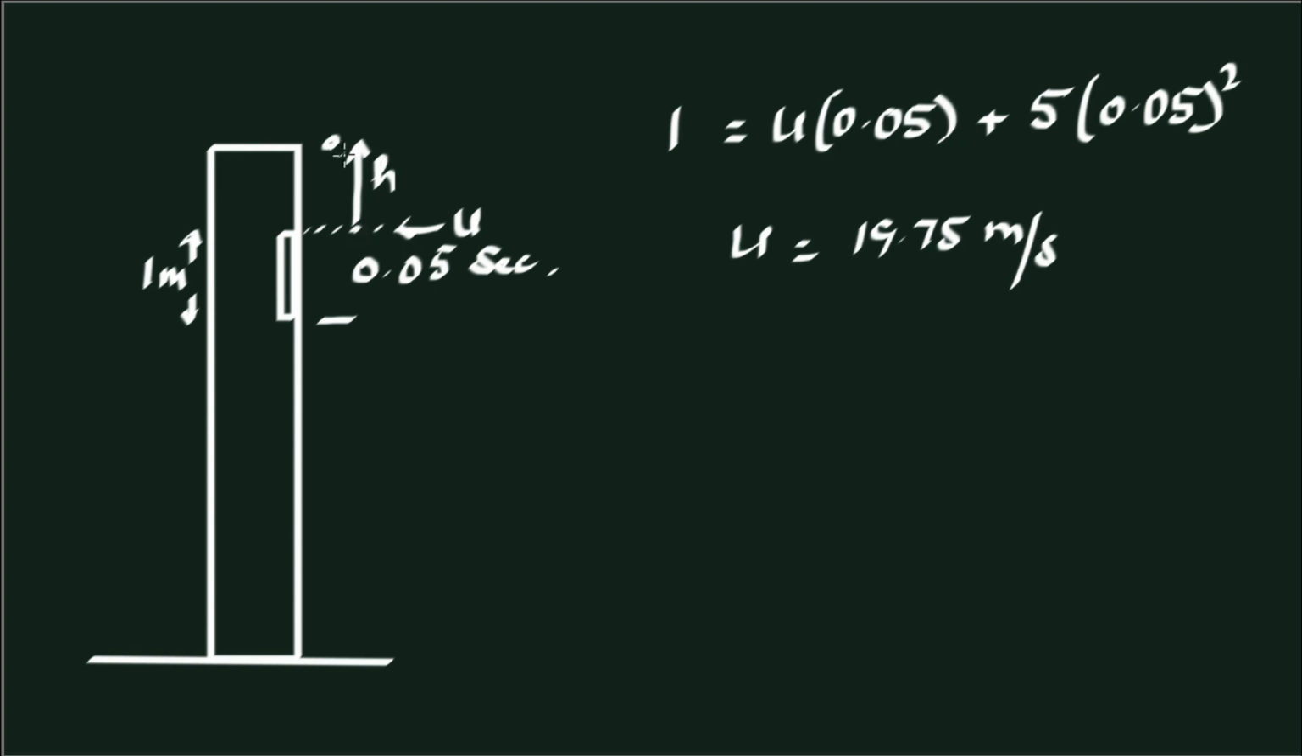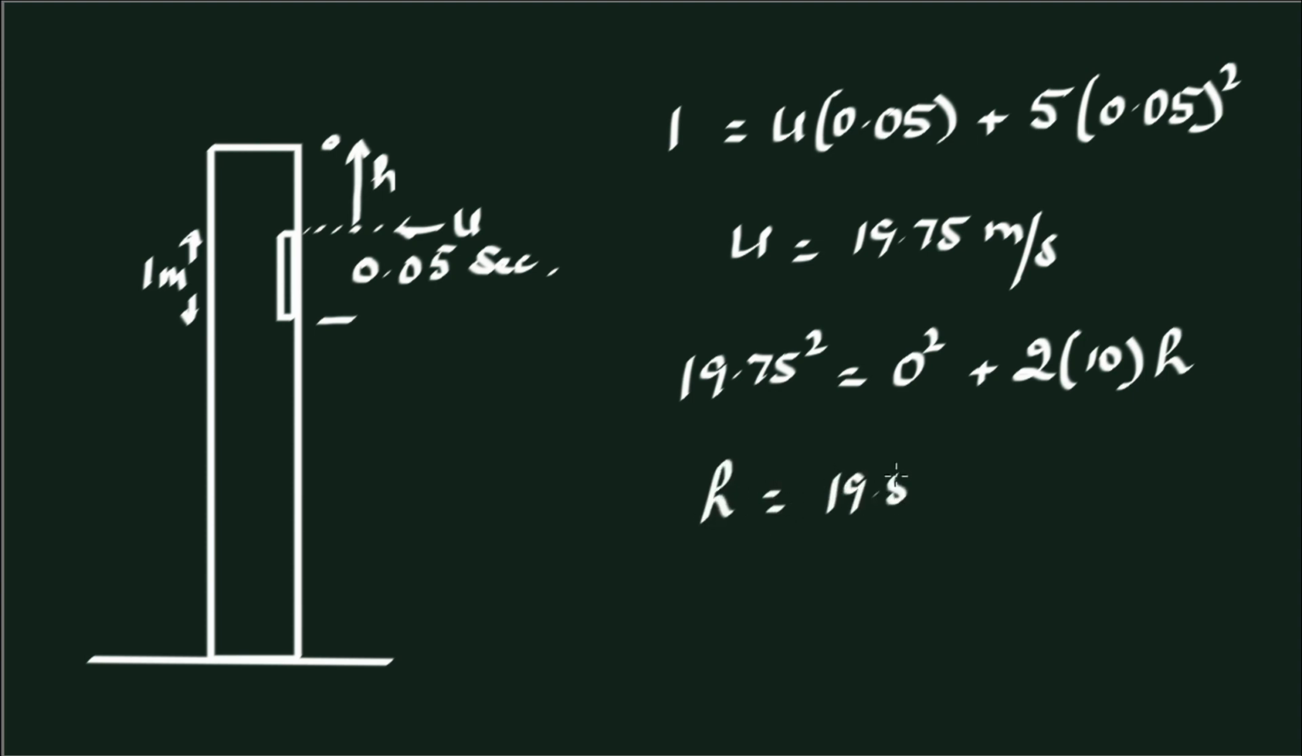Now for the first part of the motion, where it starts at rest at the top of the building and moves down by a distance h, taking down as positive, we can use v squared, which is 19.75 squared, is equal to u squared plus 2a h. So solve for h, you get 19.5 meters. And that's the height of the building above the top of the window.